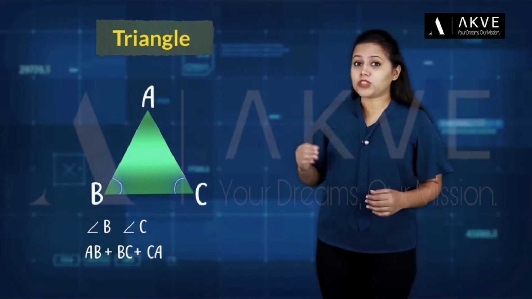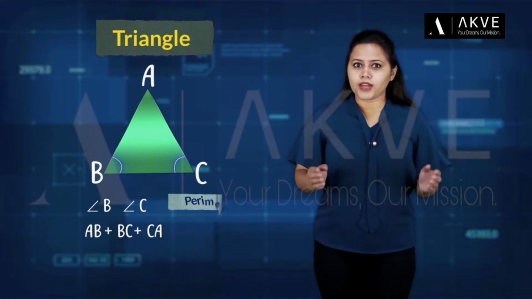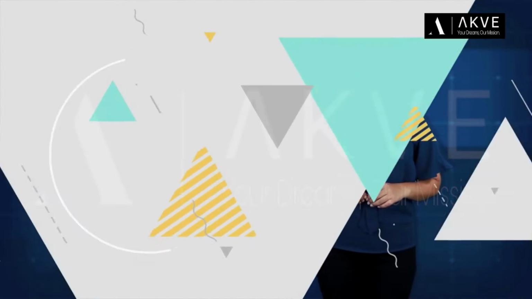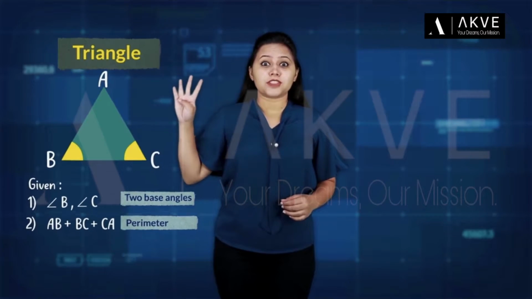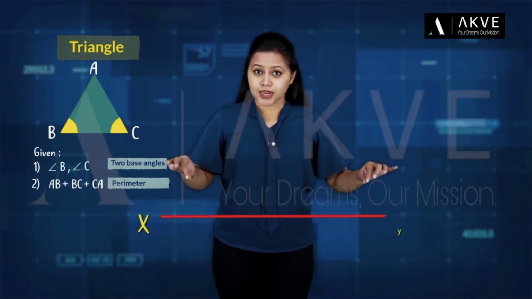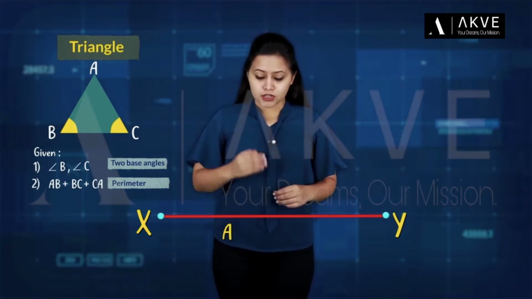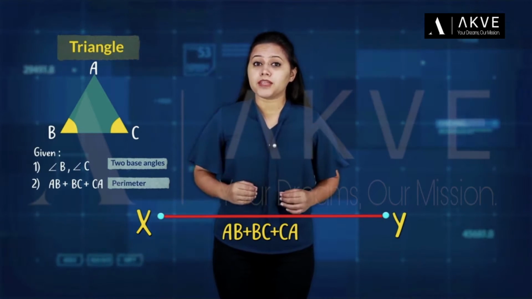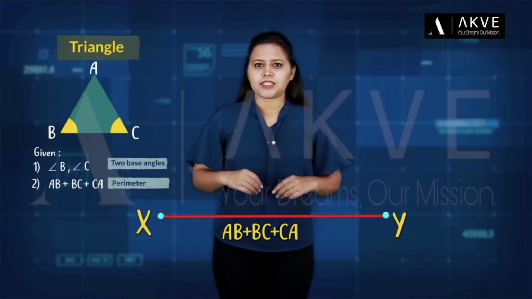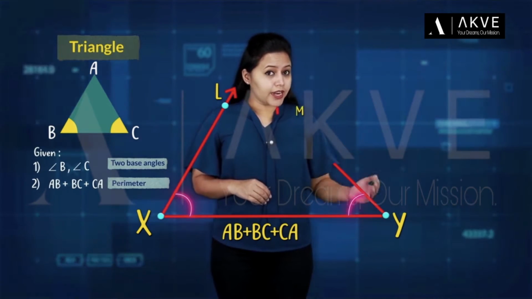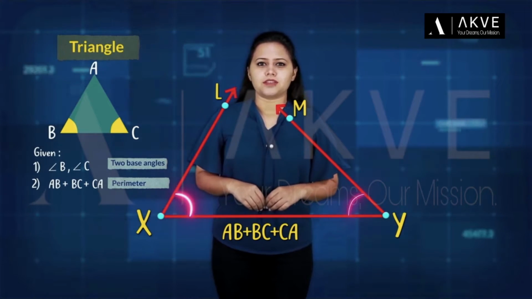So we have two types of information here. One is the perimeter and the other is the two base angles. There are only four major steps that you have to follow. Firstly, draw a line segment XY equal to the perimeter AB plus BC plus CA. Next, draw the base angles at the endpoints of the line segment. Say angle LXY equal to angle B and angle MYX equal to angle C.